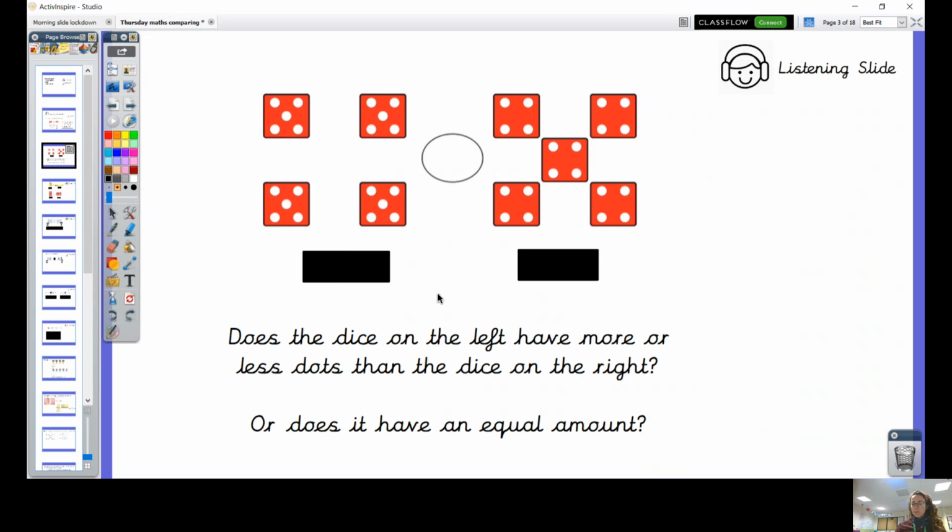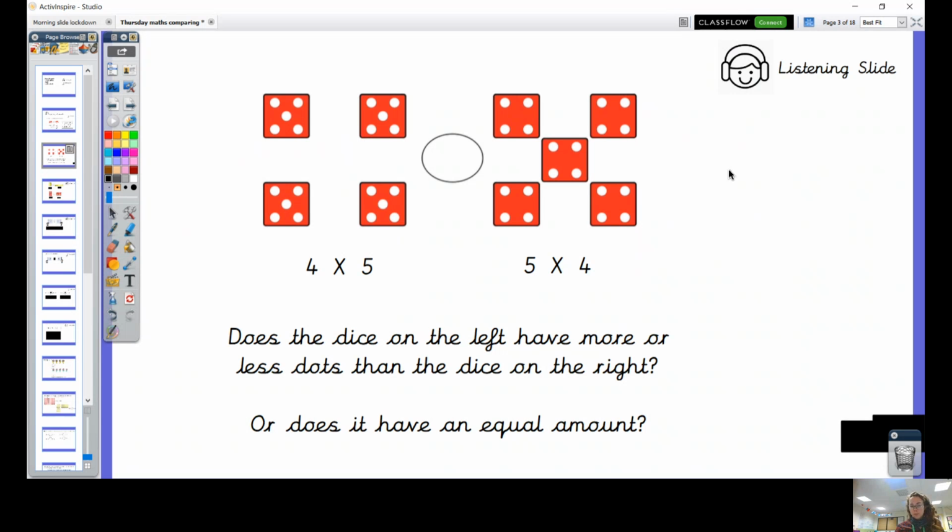So we have got 4 groups with 5 in each group. We're looking at the dots. And on this side, we've got 5 groups with 4 in each group. Now, if we think about the totals of those two groups, you might have noticed something. It's the switcher. So actually 4 times 5 is the same as 5 times 4.